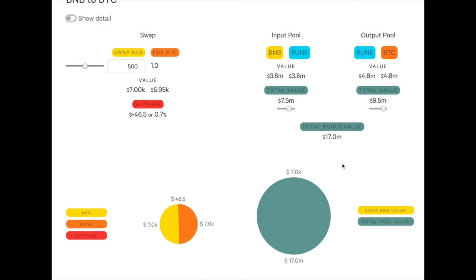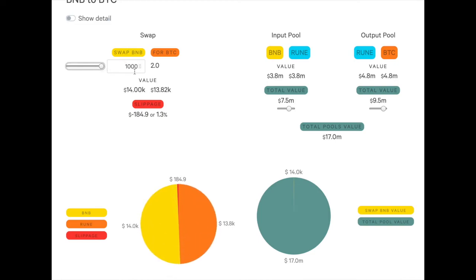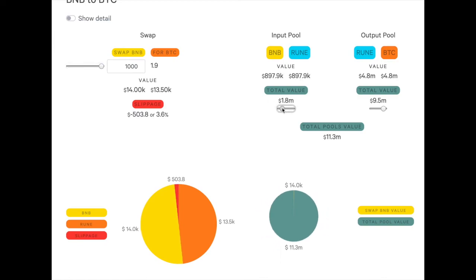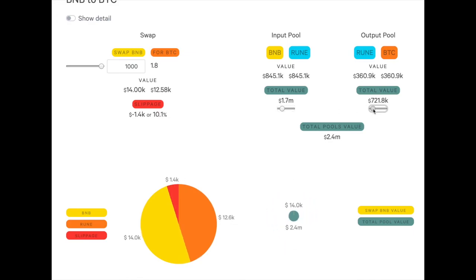So again, in this case, we have a relatively high total pools value in relation to the value which is being swapped. If we increase the amount of BNB which is being swapped, and we decrease the total value of the pools, that's a little bit too much, then you'll see that the slippage goes up. So here the total pools value is 2.4 million and the value which is being swapped is 14,000, and so the slippage is relatively high. You're losing about 10% on that trade.